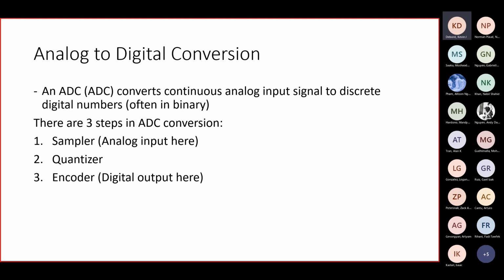So we have the analog input going into the sampler, the quantizer, and the encoder, and the digital output goes there. Can anybody other than Sebastian tell me what each of these do? It's okay if you don't remember, because those are on the slides next.